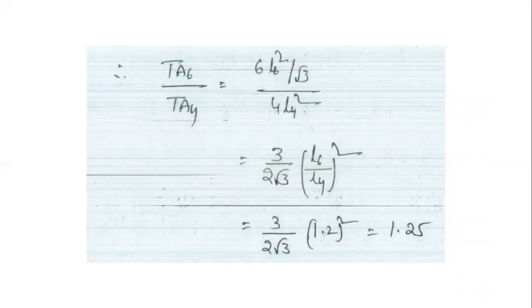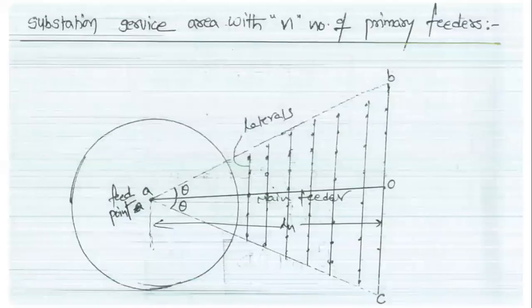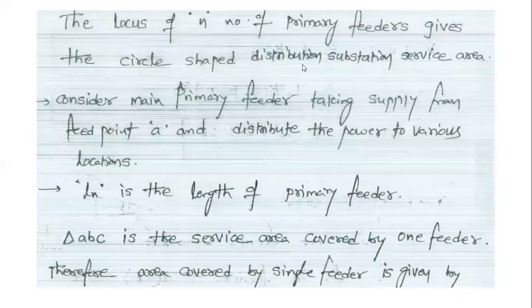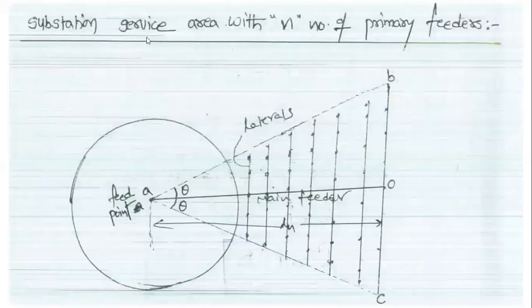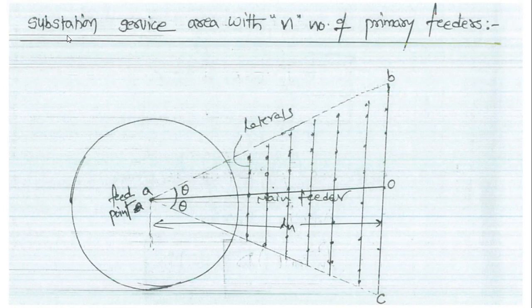Next, what is the second topic? N number of feeders. That is, the substation service area with n number of primary feeders.